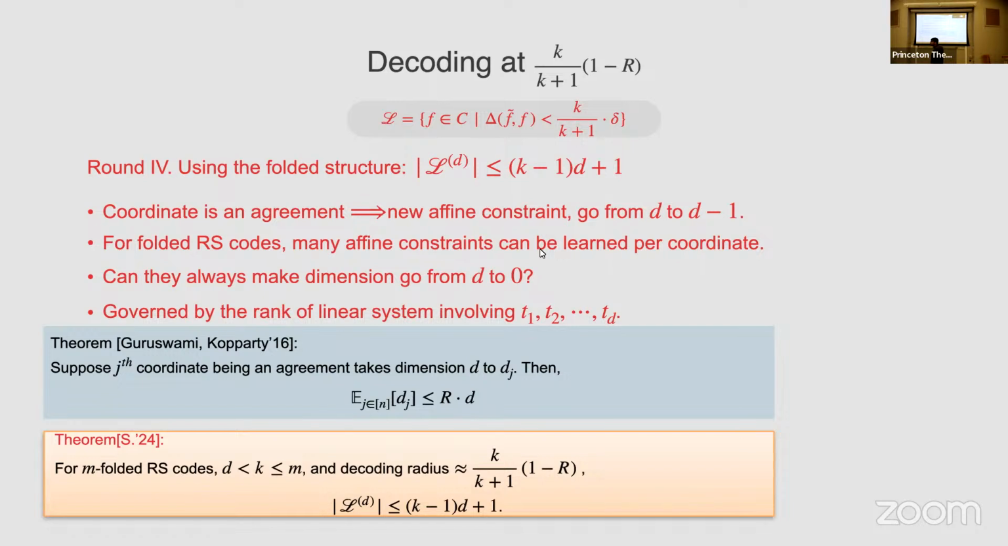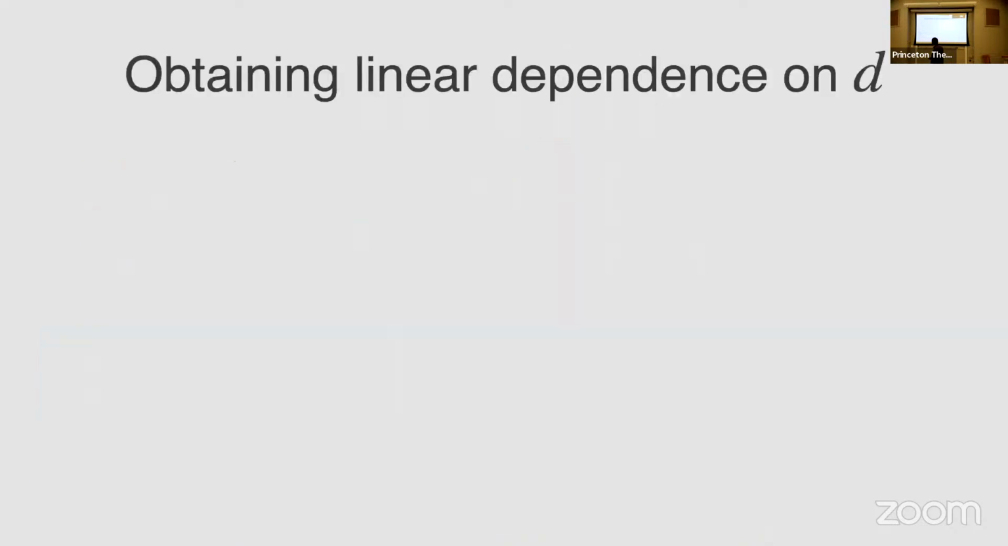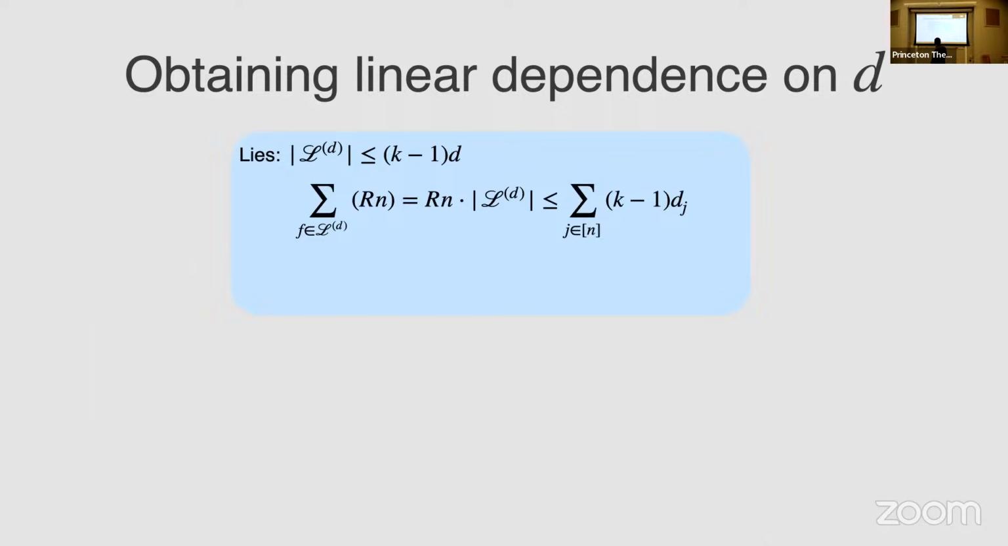We'll not be able to go into the full proof, but let me give you some ideas about how this works. So how do we obtain this linear dependence on d? Well, for now, let me lie. Let's just say we are looking for (k minus 1)d. Then really what is going on is we sum up everything in the list. Each list codeword is going to agree in at least Rn positions, because the decoding radius is always less than delta. If it was delta, we would still agree with f tilde in Rn positions. It's always less than delta, so we actually do better.